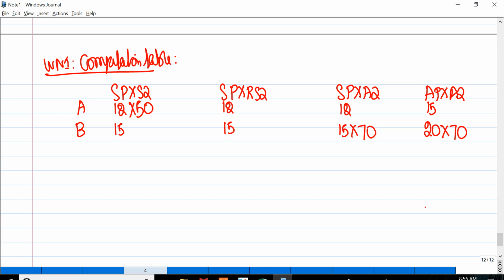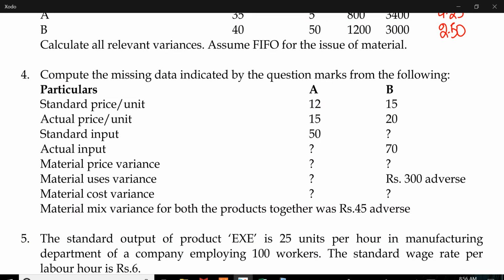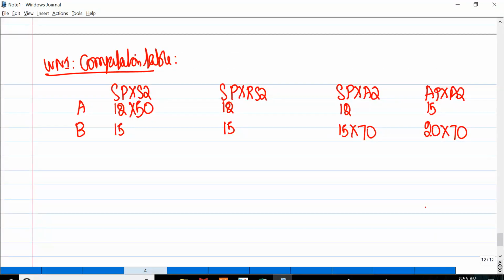Okay, my objective is somehow I have to fill the entire part. The moment I fill the entire thing, then we can answer whatever questions they have given. To fill this, I will have to do a reverse working with a variance. There are two variances in the question. I have material usage variance only for B. Can you tell me the formula for material usage variance? SP into SQ minus SP into AQ.